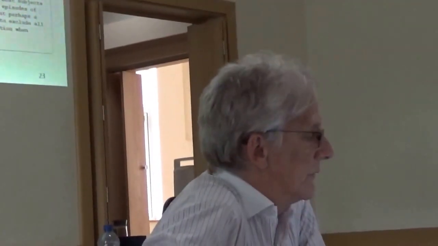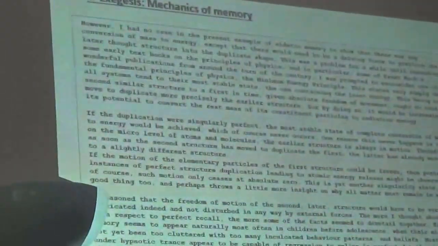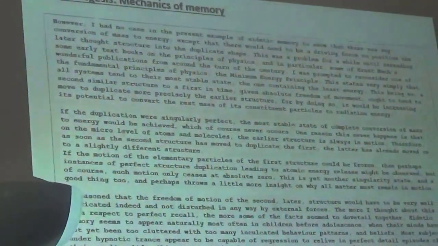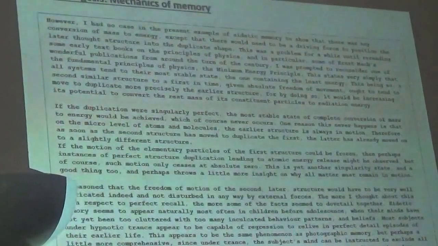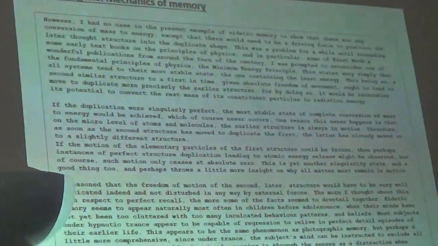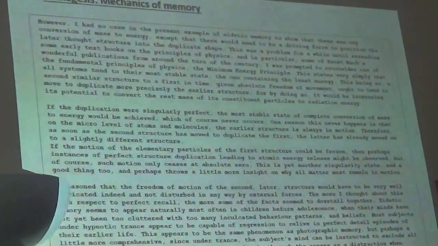Or different, hopefully. If the duplication was singularly perfect, the most stable state of complete conversion of mass to energy would be achieved, which of course never happens. One reason that happens is that on the micro level of the atoms and molecules, the earlier structure, which we're trying to imitate here and today, and we're looking at yesterday's, is always in motion. It's in Brownian motion, and it's in motion anyway. Therefore, as the second structure moves to duplicate it, it's already moved on to being a slightly different structure.